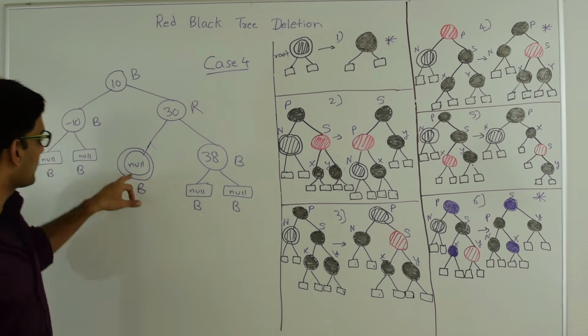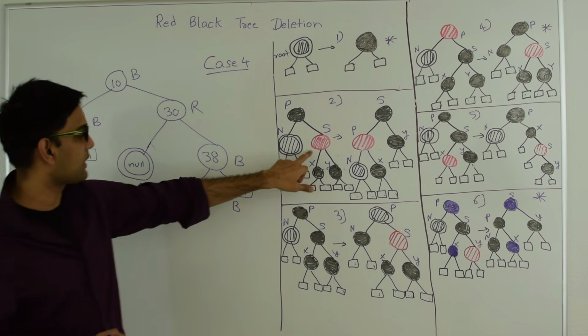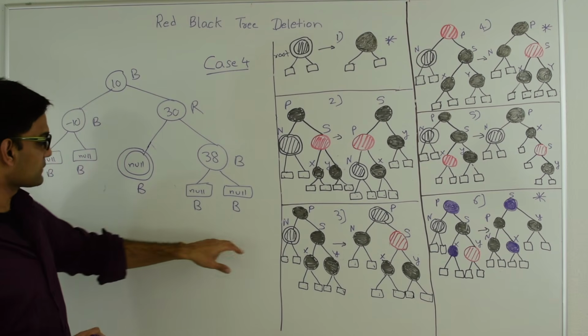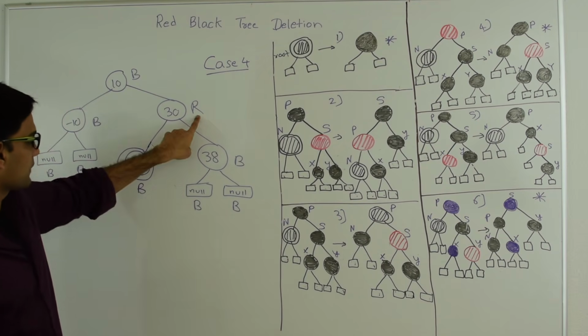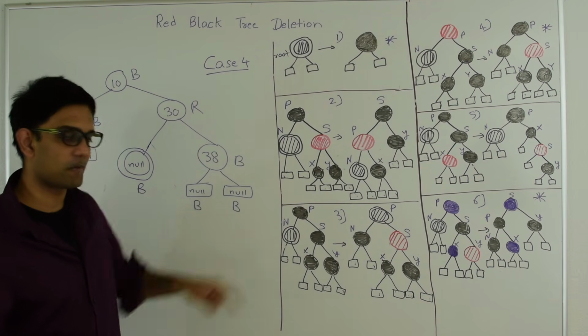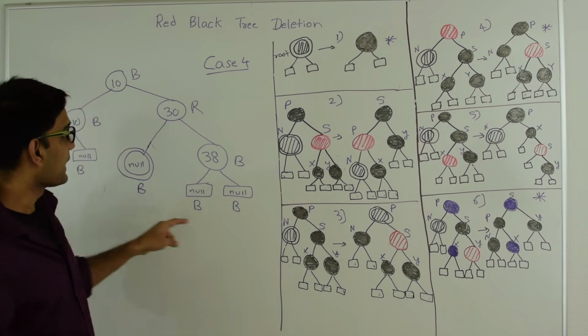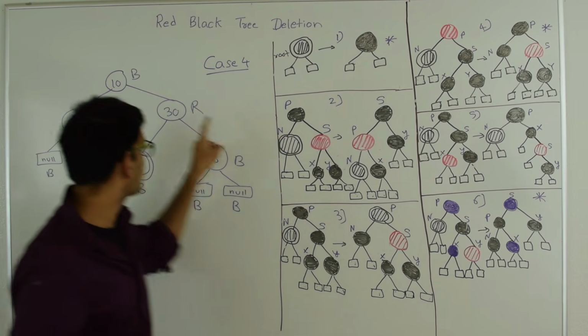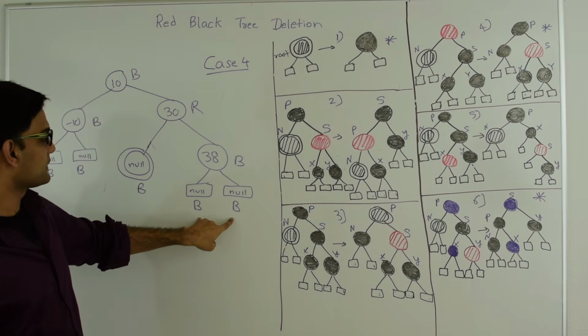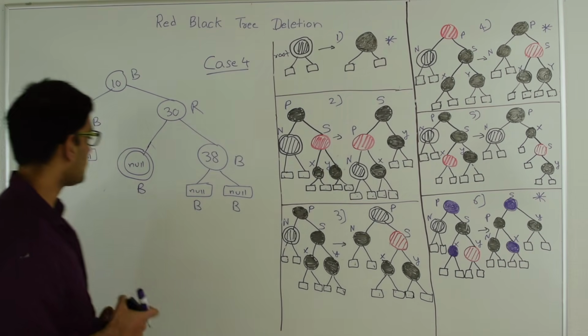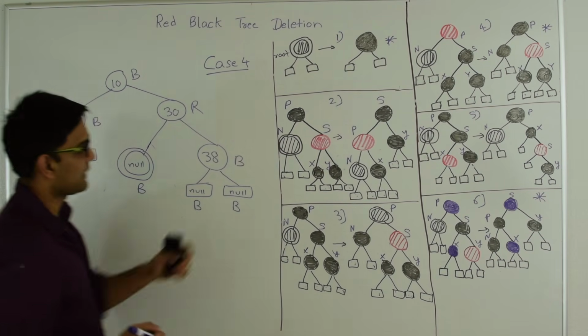Case 2 is not applicable because the sibling here is black in color while this sibling is red. Case 3 is not applicable because the parent here is red in color while case 3's parent needs to be black. Case 4 is applicable. The parent is red, sibling is black, both its children are black in color. So now we do the case 4 transformation.